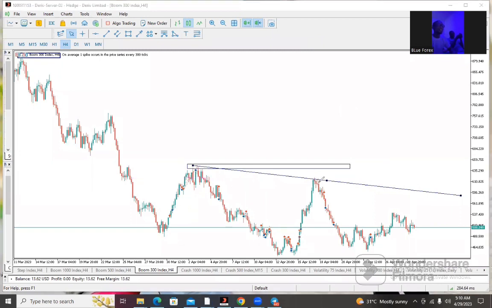And this is Boom 300. Okay, that's Boom 300. Yes, so you are waiting. And this is the H4 time frame. And you see a series of trends over here.